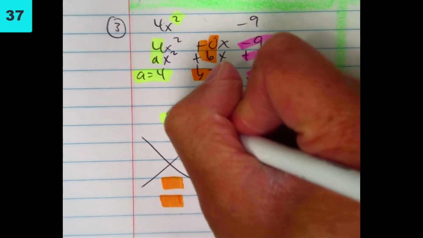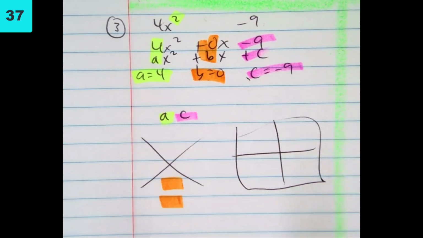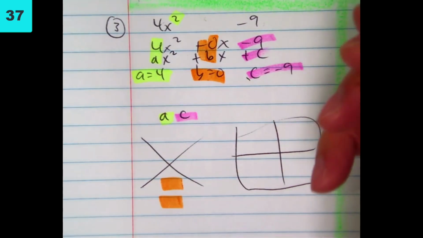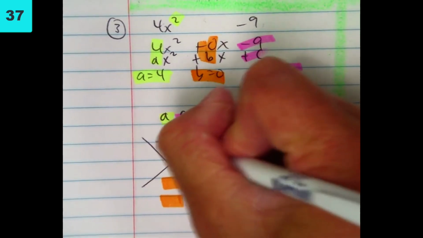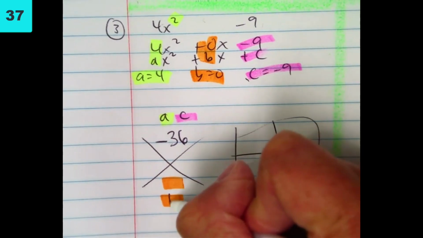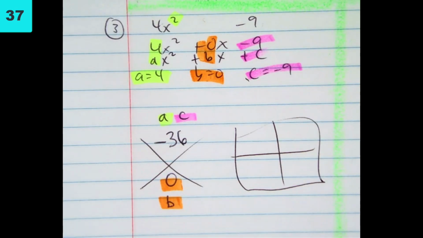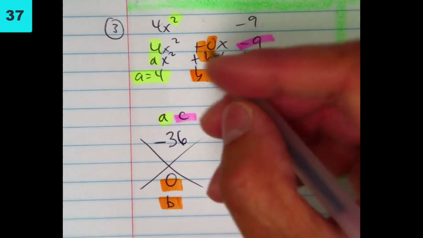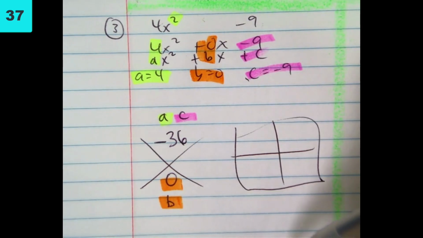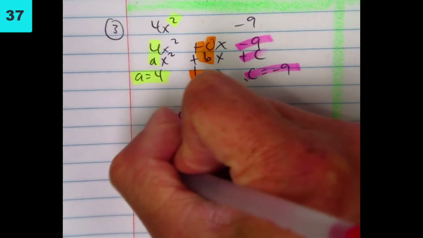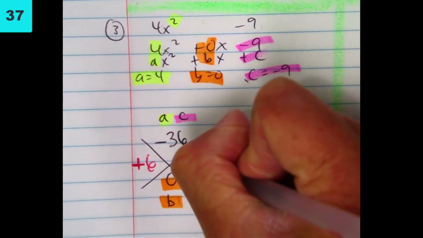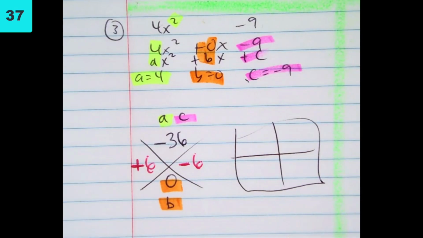So here I'm going to do a times c. A times c is how much, class? Negative 36. Down here I'm going to place your b value, which is how much? 0. Okay. I need two numbers that multiply to be negative 36 and also add to be 0. 6 and negative 6. Okay.